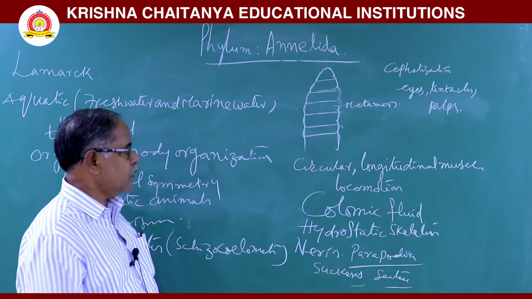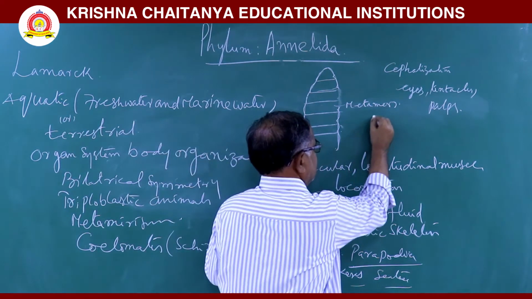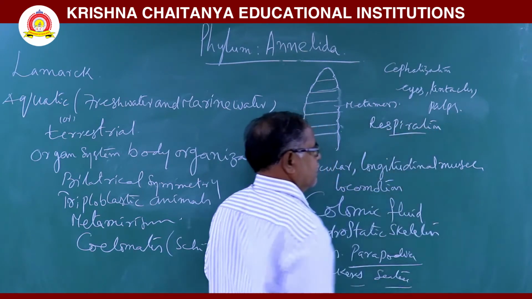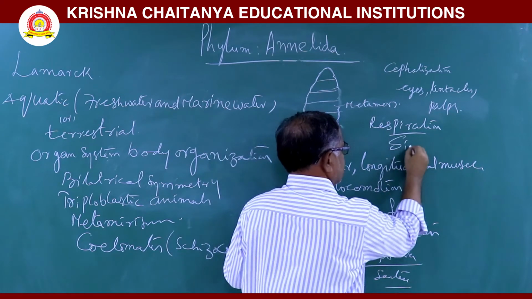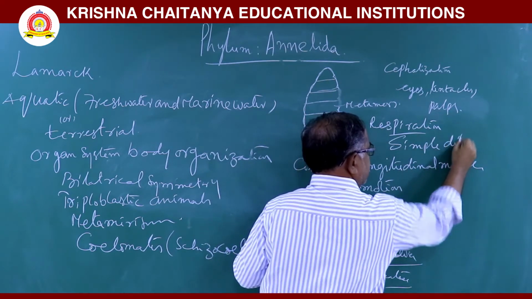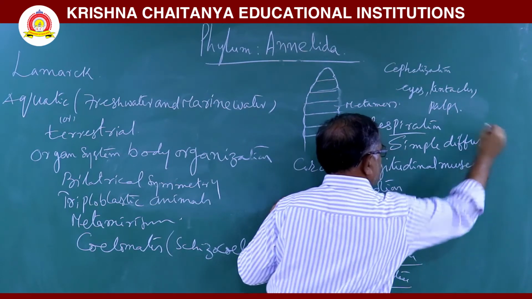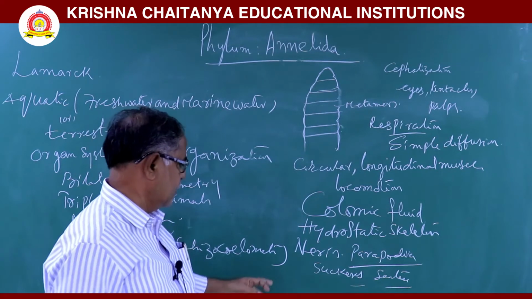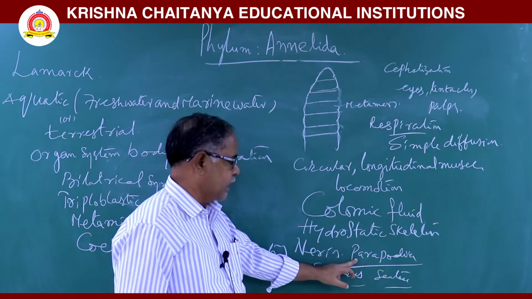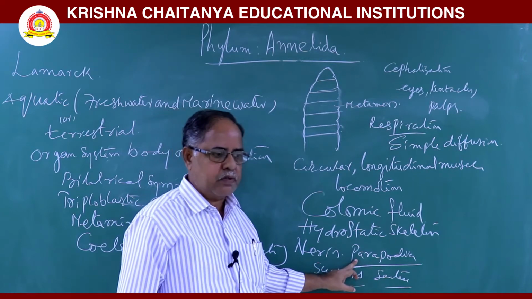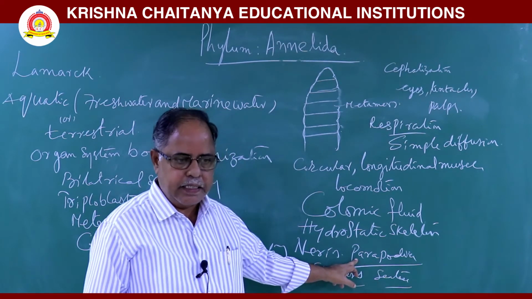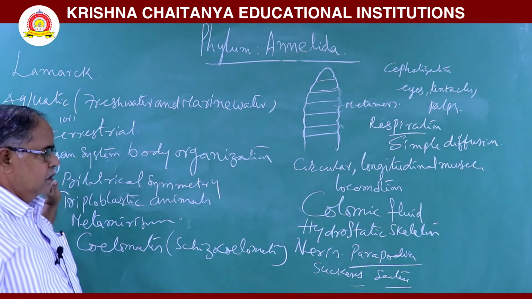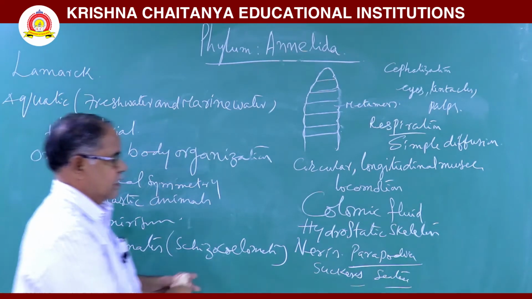Next, respiration is done by simple diffusion through the body wall. In some animals like Nereis, parapodia are there. The parapodia are highly vascularized and are used in respiration.